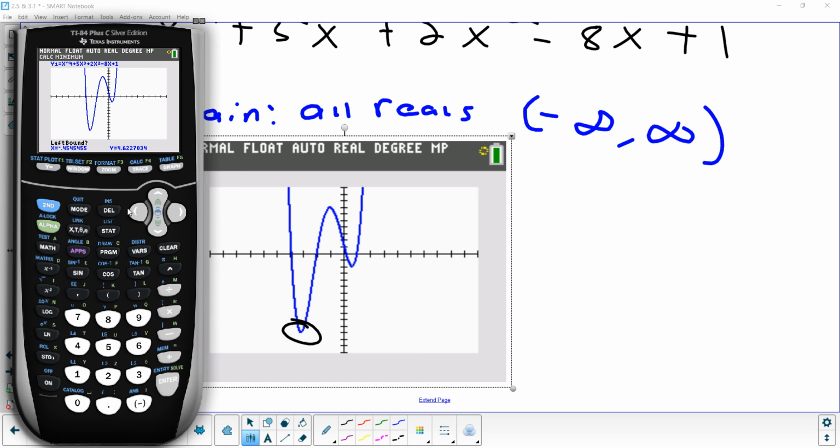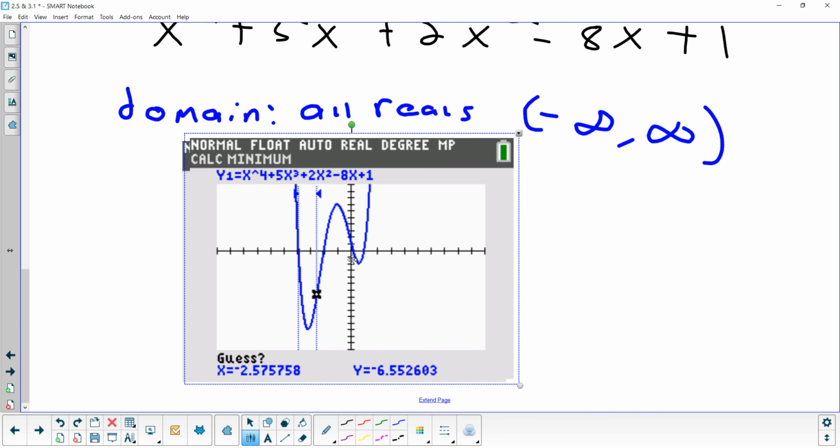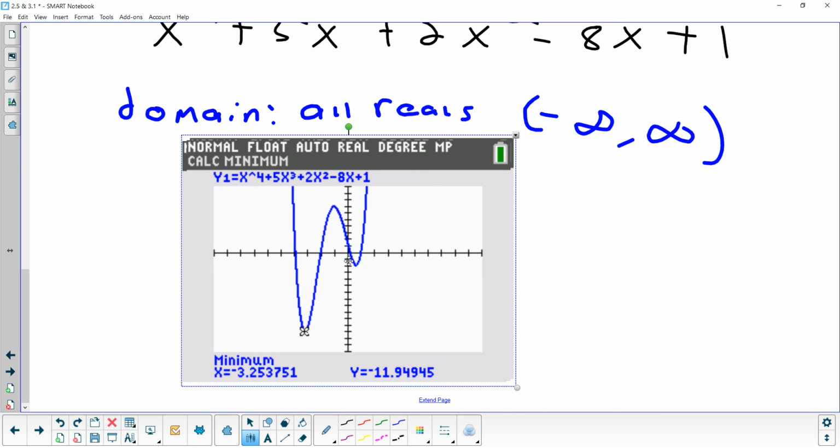Minimum is just like calculating a root. Not sure if we've done it before, we might have. You pick a value that you know is to the left. You hit enter. Pick a value that you know is to the right. Hit enter. And now it looks like that. And the last thing they ask for is a guess. Hit enter. And it tells me two numbers. Where the minimum occurs and what the minimum is. So in this case, the range is everything from negative 11.94 up.